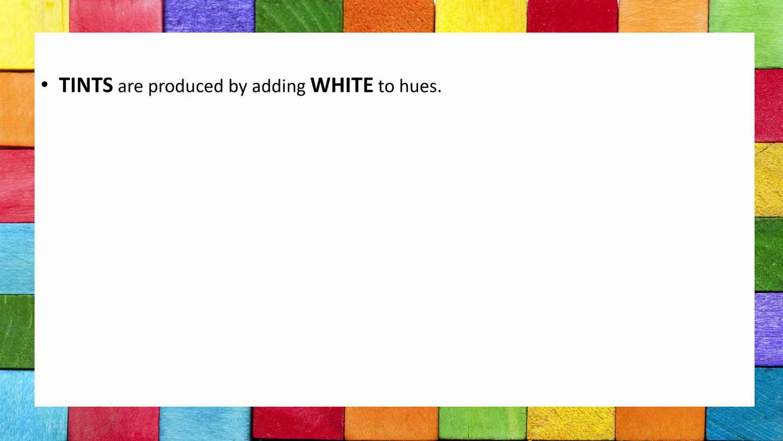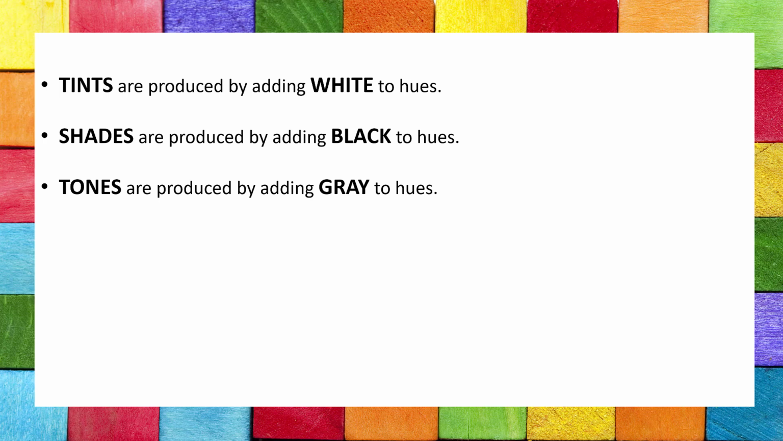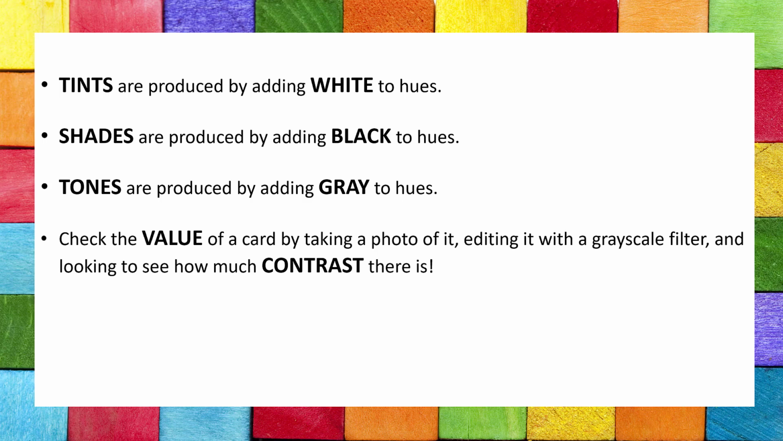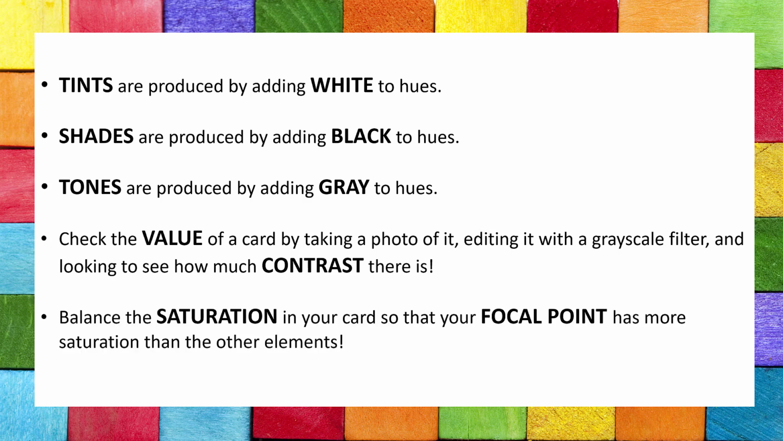Okay, let's move on. Tints are produced by adding white to hues. Shades are produced by adding black to hues. Tones are produced by adding gray to hues. We want to check the value of our cards by taking a photo of it, using a filter to turn it into grayscale, and then we can see if it has a balance between the dark, the light, and the middle. And finally, we want to balance the saturation so that our focal points have more saturation so that people's eyes will be drawn to it.